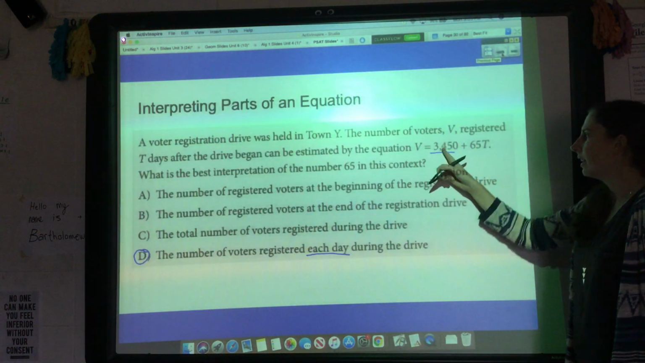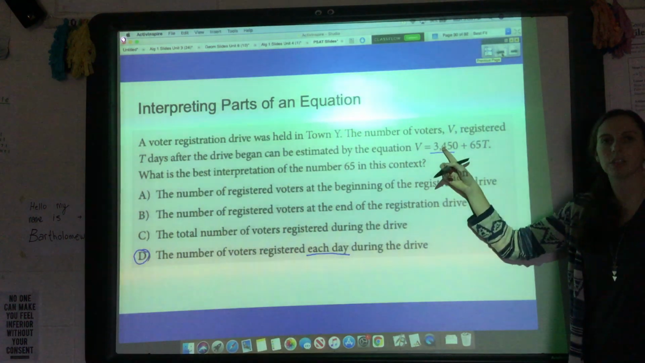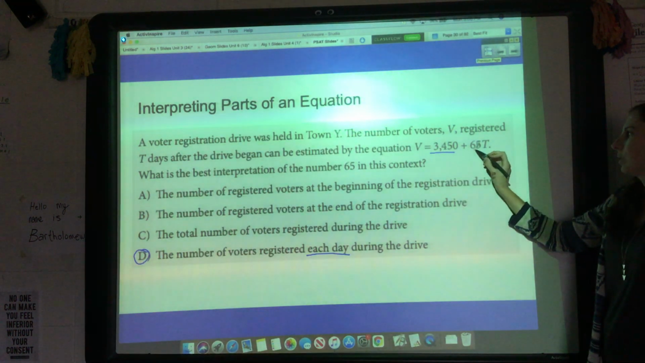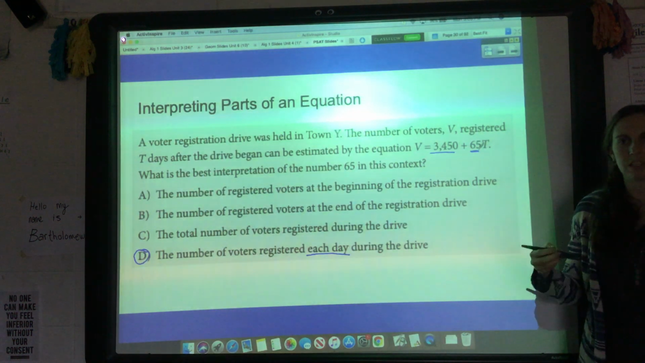If it asked what this number represented, that would be the initial number of voters, but it asked what 65 represented, which is the amount each day that you're gaining.